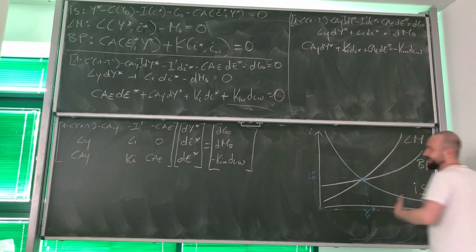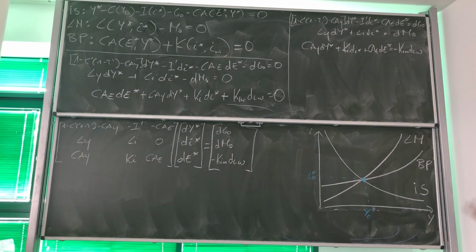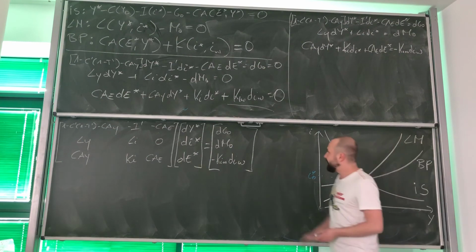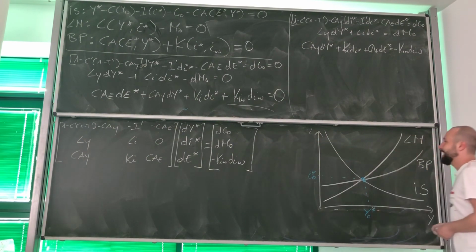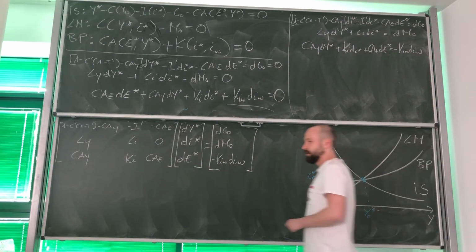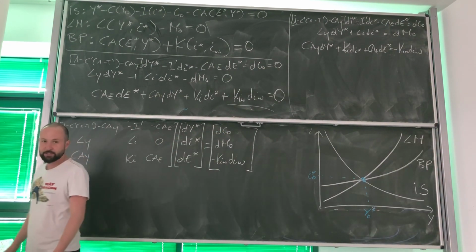So the only thing left is to analyze the impact of government spending, money supply, and world interest rate on equilibrium income, interest rate, and exchange rate. This is going to be a topic of our next videos.